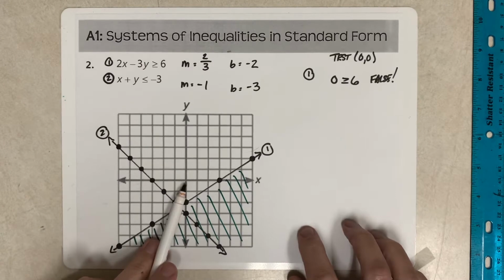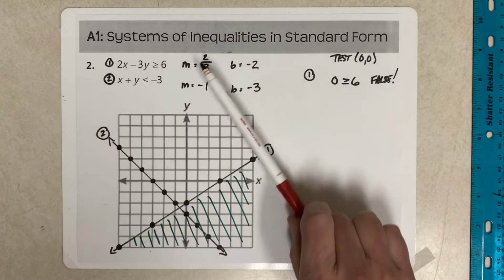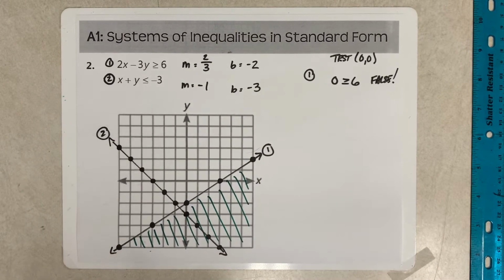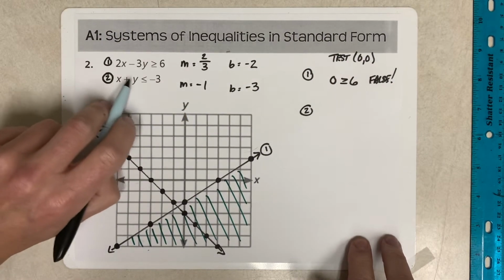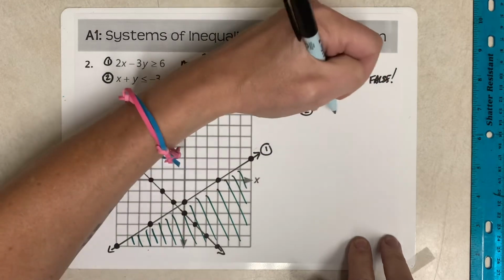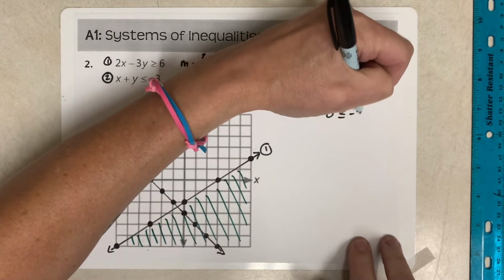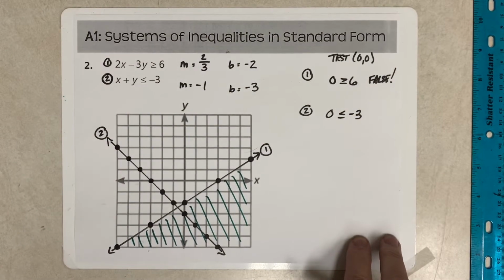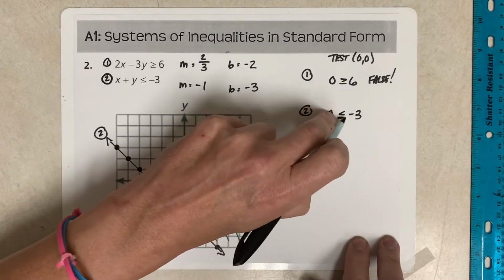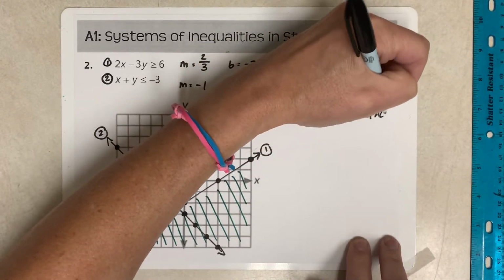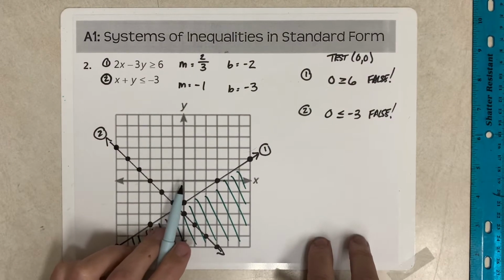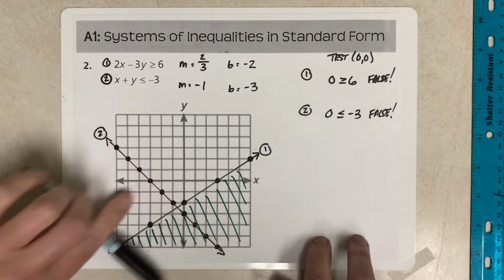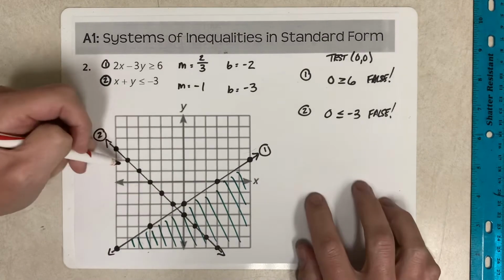Okay, here's the origin. So do I shade above or below? Well, let's test the origin for number 2. Is 0 less than or equal to -3? That is going to be, again, a false statement. 0 is definitely not less than -3. That's false. Since that's false, we are not going to shade the side with the origin. We're going to shade the other side. So we are now going to shade this side.